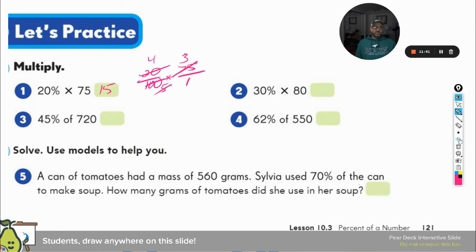Nope, I'm not happy with my own work because I'm not being very careful. 25 goes into 75 3 times, goes into 100 4 times. The 20 divided by 4 becomes 5 over 1. 5 times 3 is 15 over 1.